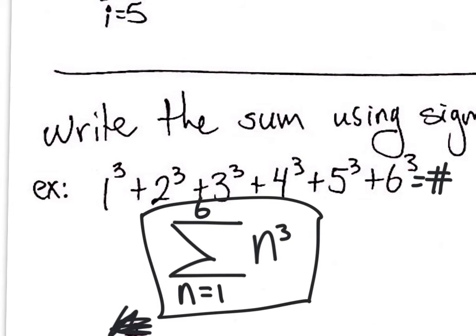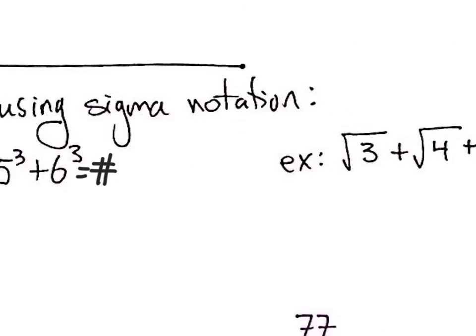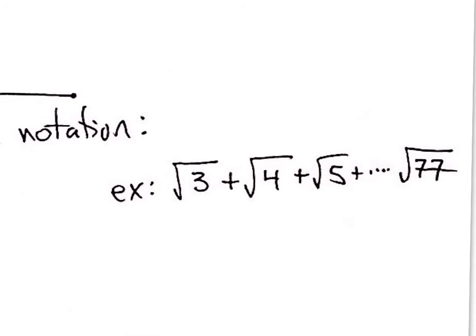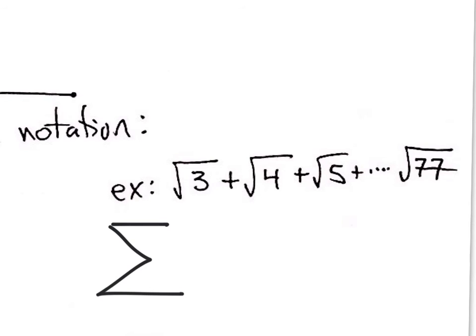All right. I forget what that was. Okay, next up. So we know we're going to have a sum of something. We're adding stuff up. And we look at these integers and what's happening to them. Well, looks like we're taking the square root of them. We're adding them. We start at 3 and we go all the way up to 77.